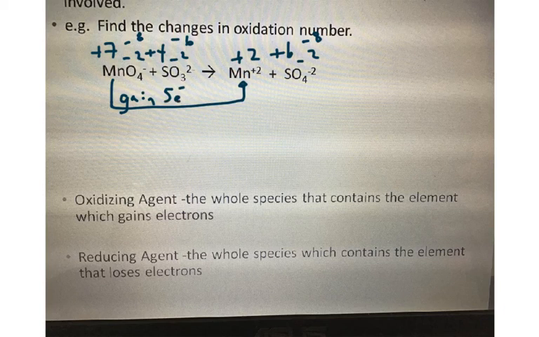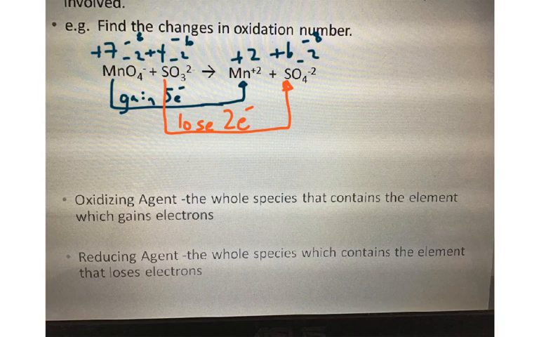Then using a different color, it doesn't matter if you use a different color, I'm going to compare my sulfurs. So we go from the S on the reactant side to the S on the product side, and you'll see it went up 2. So that means it lost 2 electrons. And that's how you find the difference in the electrons lost and gained. Now we're going to move on to the next page where we look at copper and iron.